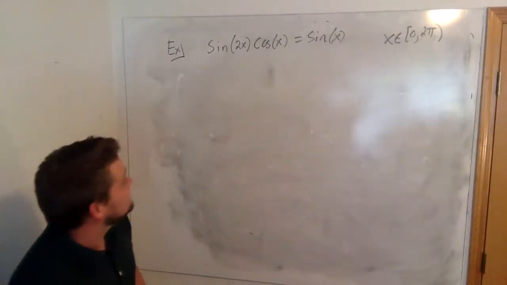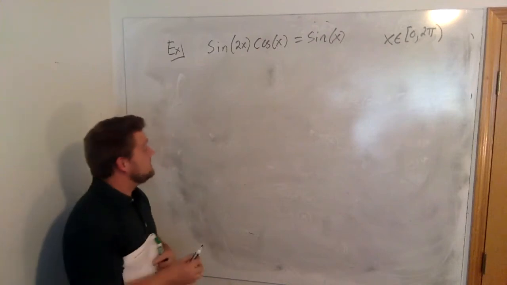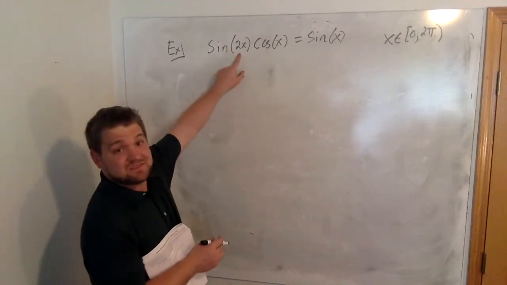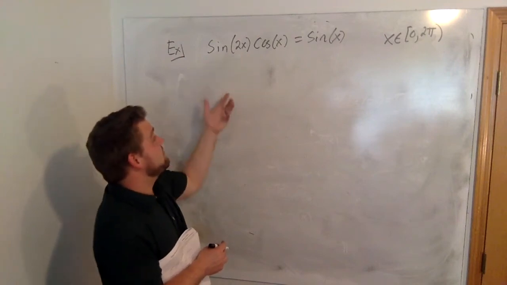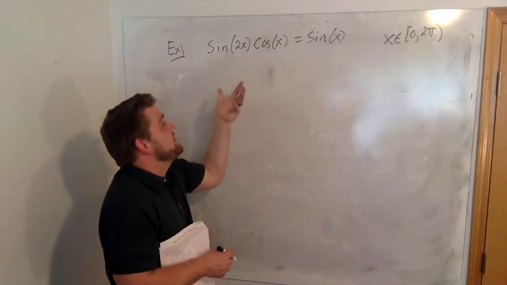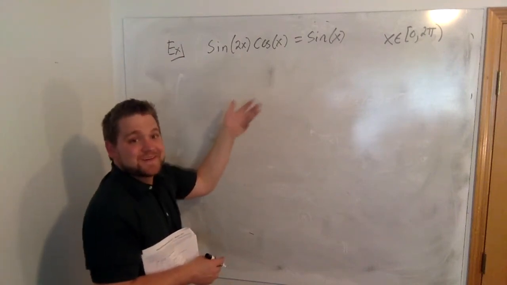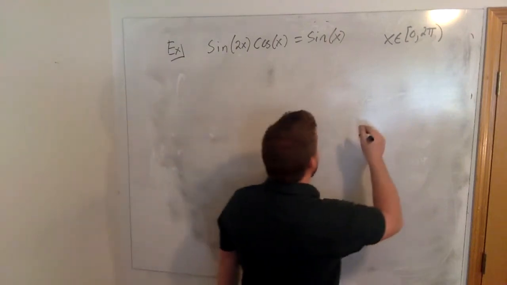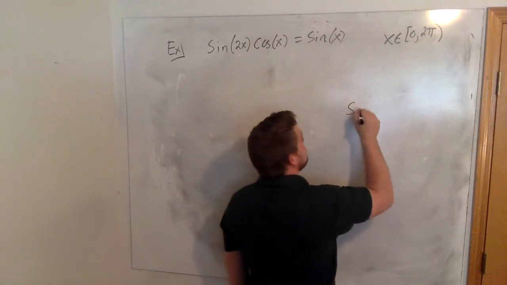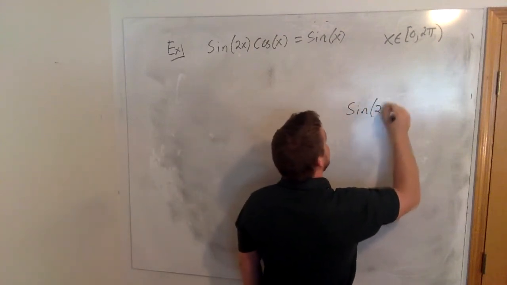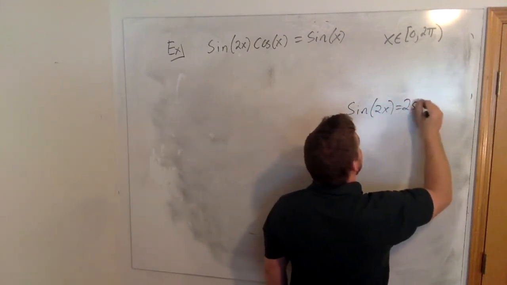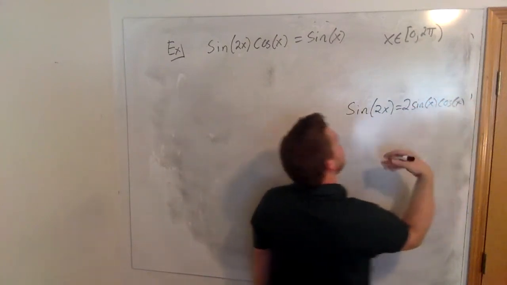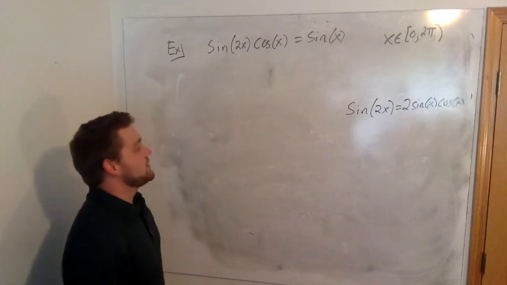Okay, let's do it. Again, the key thing to realize about this problem is here we have a 2x. So we would like these all to be just x's rather than 2x's. So we need to make a substitution. We need to remember the double angle formula for sine. So sine of 2x is the same thing as 2 sine of x cosine of x. There's only one double angle formula for sine.